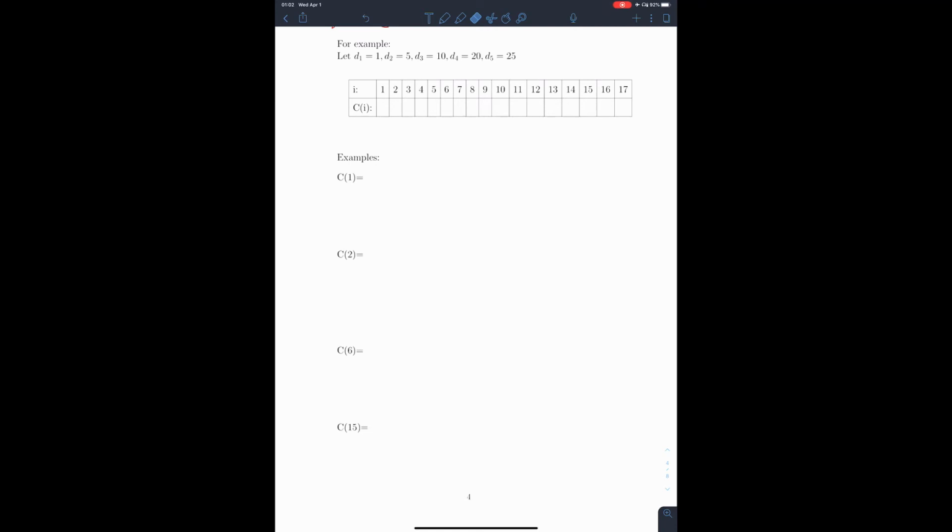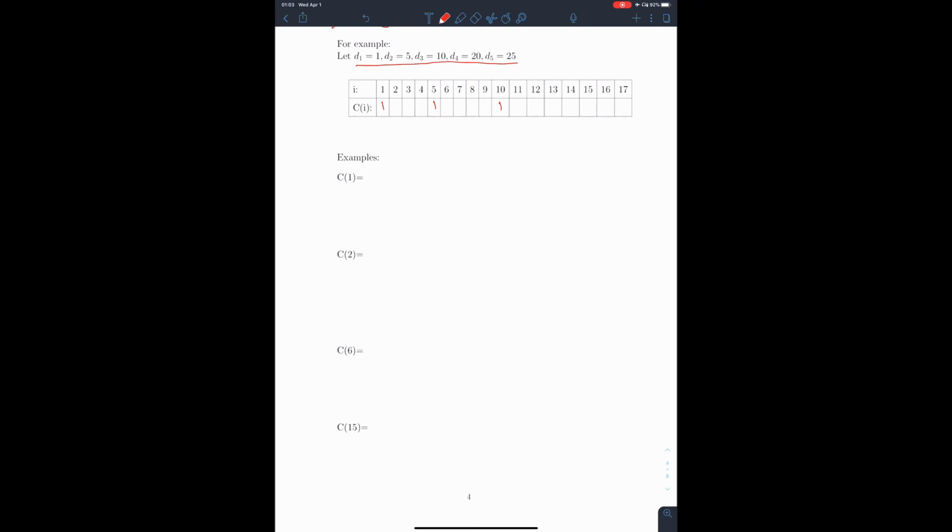So again, let's try to use the denomination 1, 5, 10, 20, and 25. We will be using this dynamic programming table. Here, Ci is the number of coins needed to make the change i. From the base case, we know the number of coins needed to make change 1 is 1, 5 is 1, 10 is 1, 20 will be 1, 25 will be again 1.